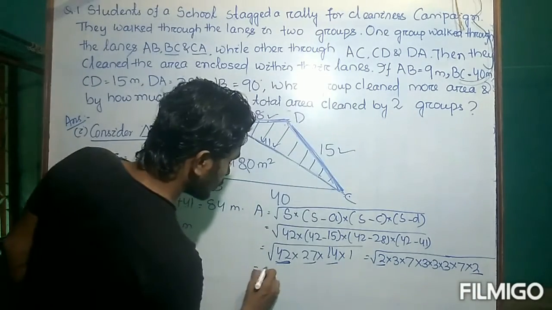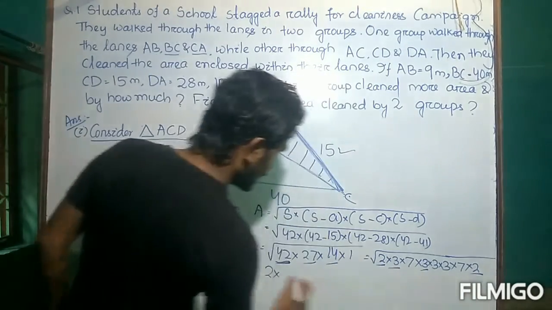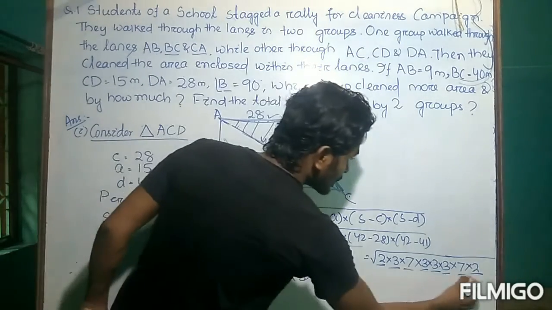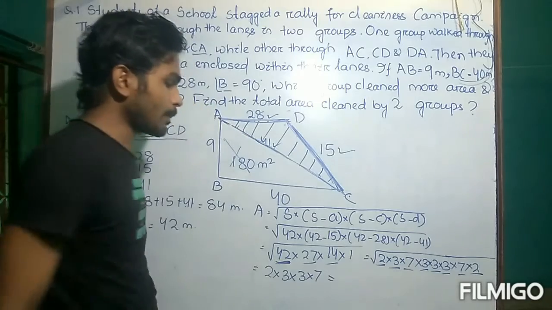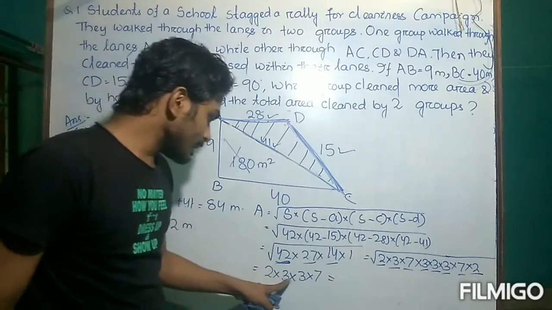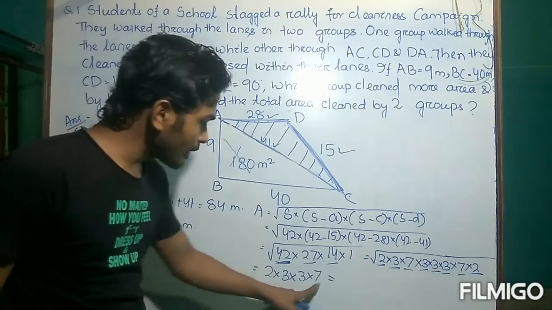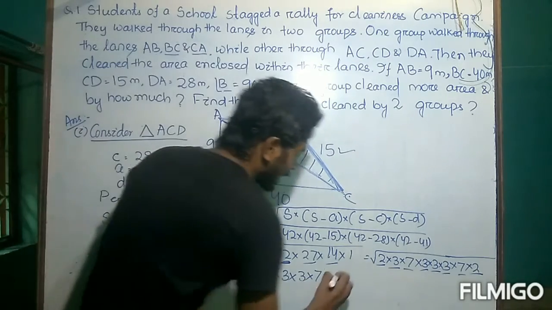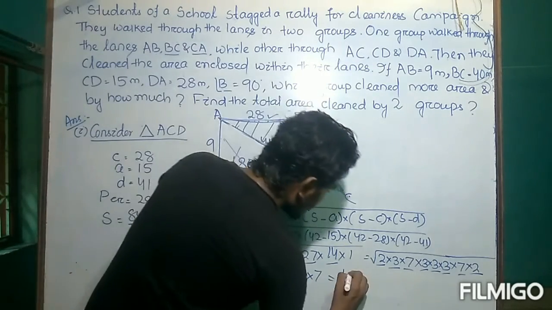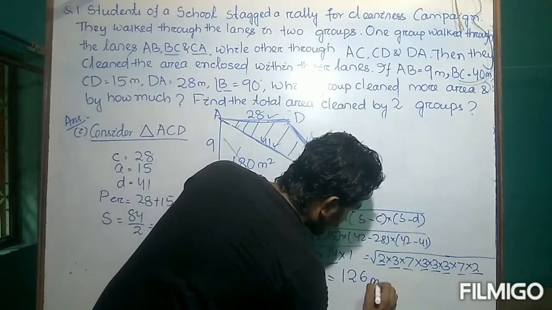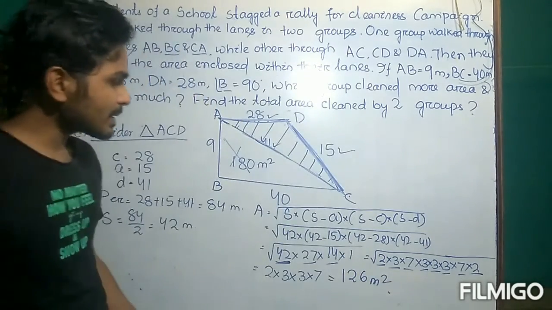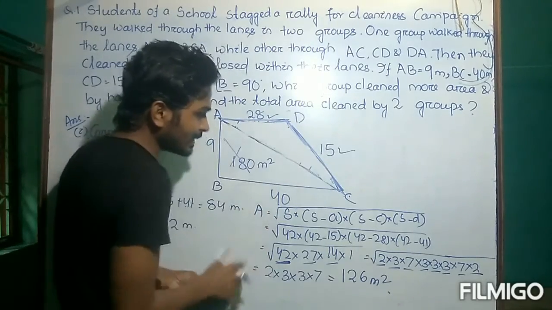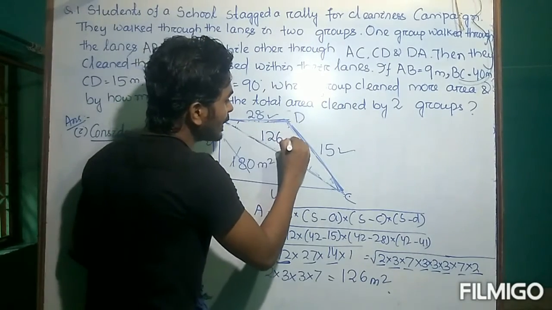Two 2s, so one 2. Two 3s, so one 3. Again two 3s, so one 3, and the remaining 3 and 2, and two 7s, so you can write only one 7. So it will be 3 into 3 is 9, into 2 is 18, into 7 is 126. Hence the area of the triangle ACD is 126 meters square. What do we find? We find the area of the triangle ACD is 126 meters square.